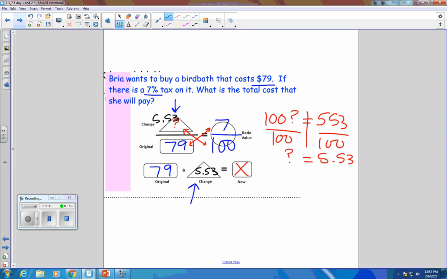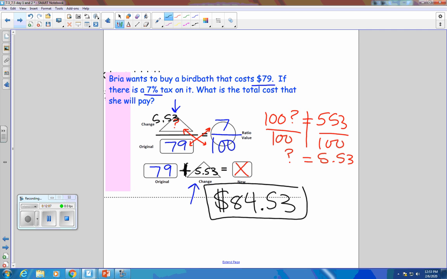And then here's where we have to think. If it originally cost $79 and there's a $5.53 tax, are we going to add these numbers or are we going to subtract? The correct answer would be to add, because you have to take the original and add on the tax. So when you have 5.53, you add $79, and you get $84.53. That's going to be the total cost for the bird bath and for tax.